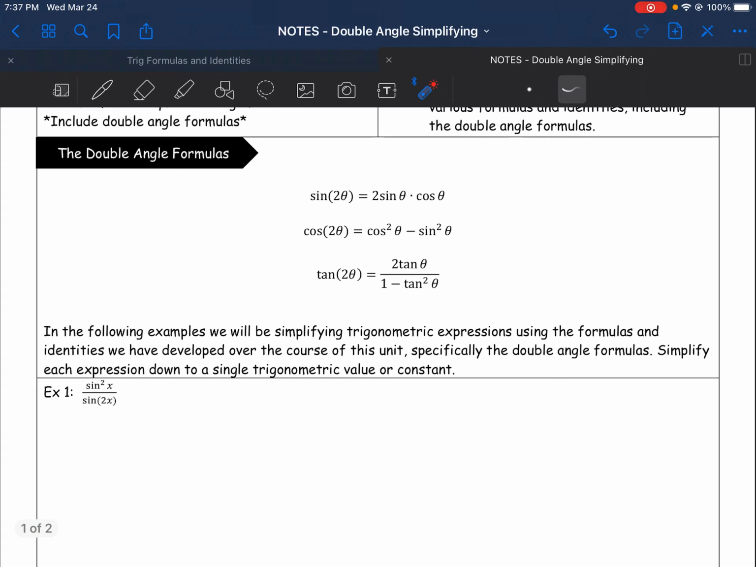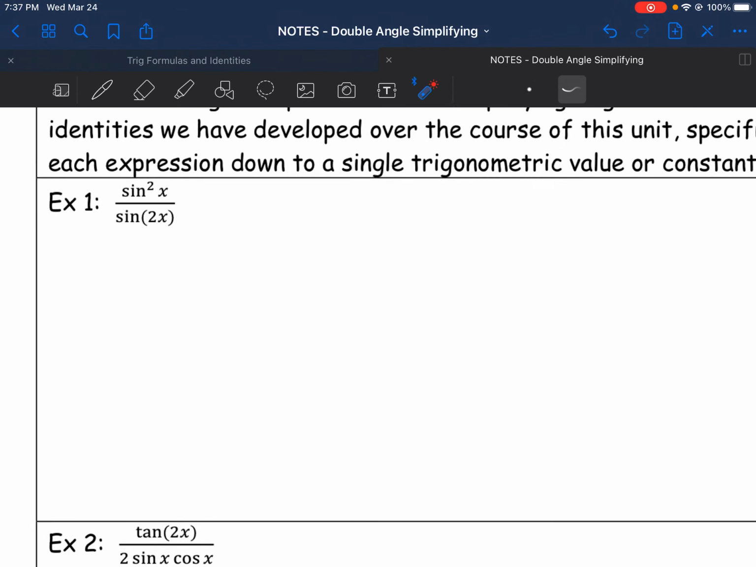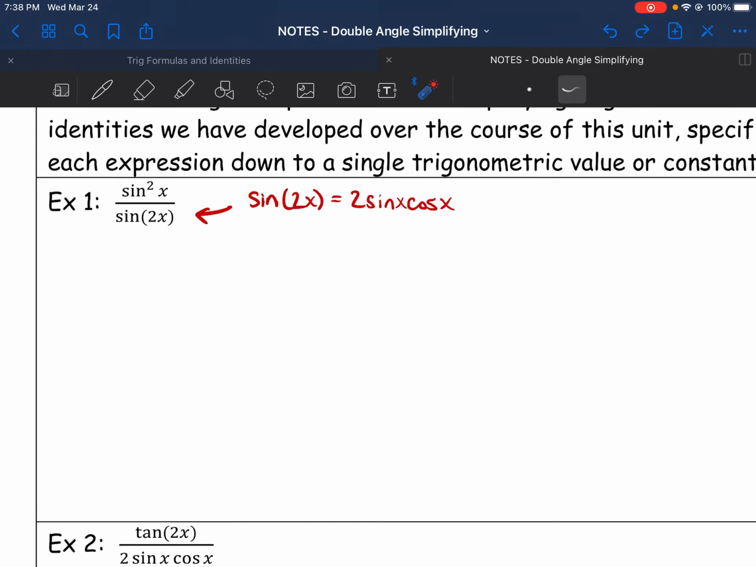For these examples, again, like many of our problems that we've done before, our goal is to simplify down to a single trig expression or a constant, okay? So we're going to start here with example 1, sine squared x over sine of 2x. Now the first thing that I notice is the sine of 2x, that's a double angle, and the double angle formula for sine is sine of 2x is equal to 2 sine x cosine x. So I'm going to go ahead and make that replacement there.